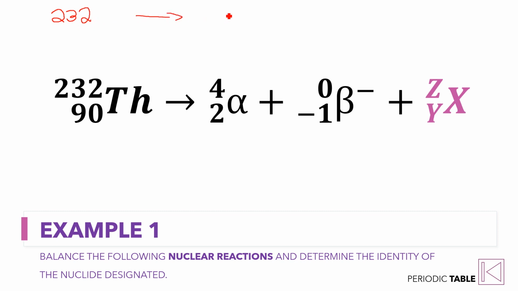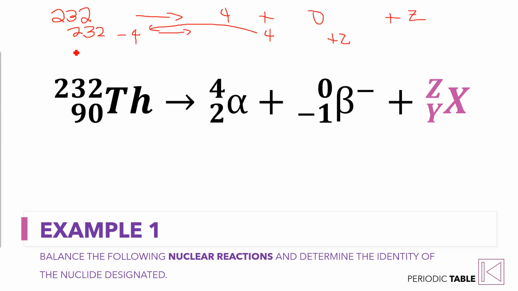So here we have 232. That's 4 plus 0 plus Z. Actually, we can transform it into an equation, then combine like terms, because we leave the unknown. So that's 232. Then when you add 4 plus 0, that's plus 4. And then we move it to the other side, so the sign changes. That's 232 minus 4. We leave the Z here, right? So 232 minus 4, 228. Right?